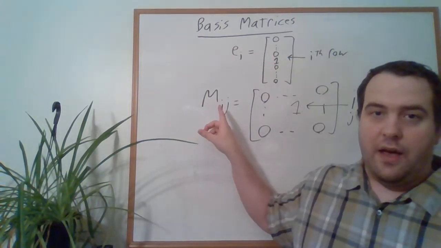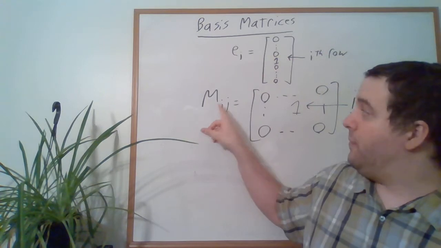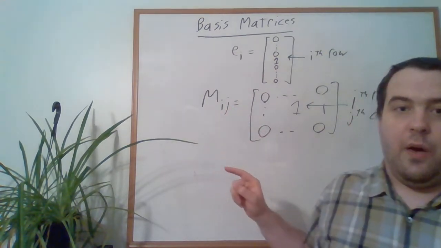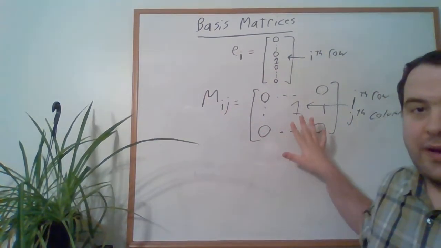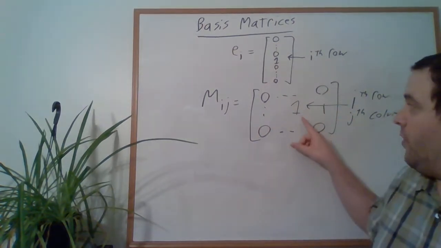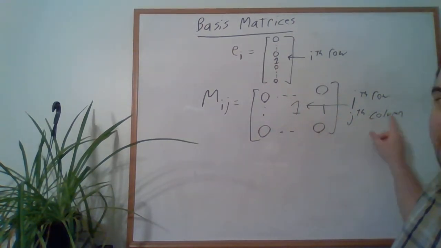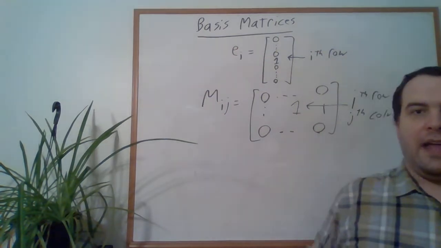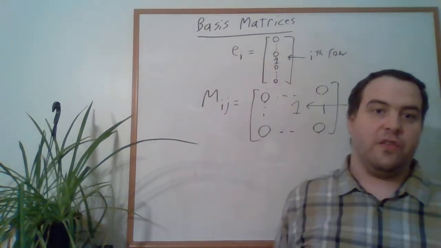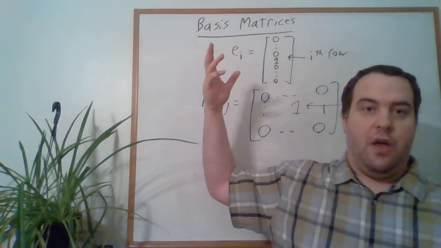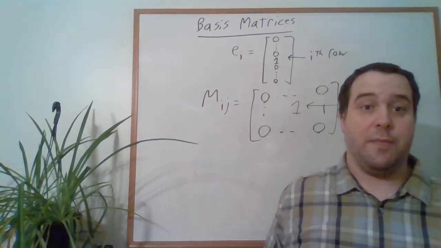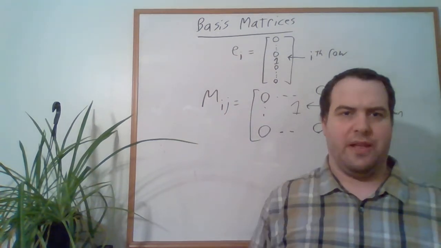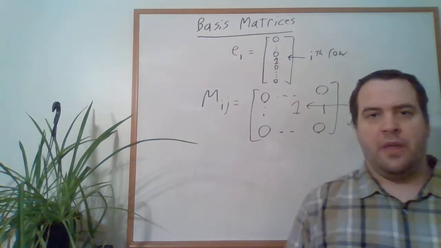And these I want to denote as M sub ij. These matrices are going to be all zeros except for a 1 in the ith row and the jth column. And so these, just like these vectors, form a basis of Rn. These matrices form a basis of the space of appropriately sized matrices.